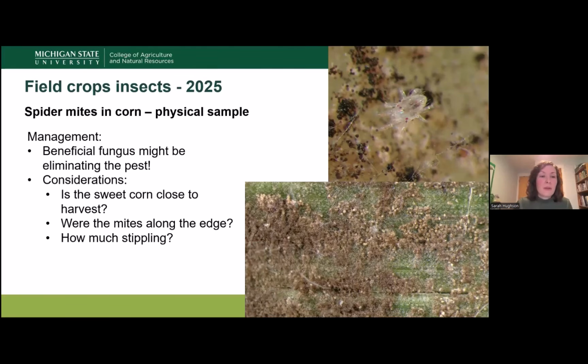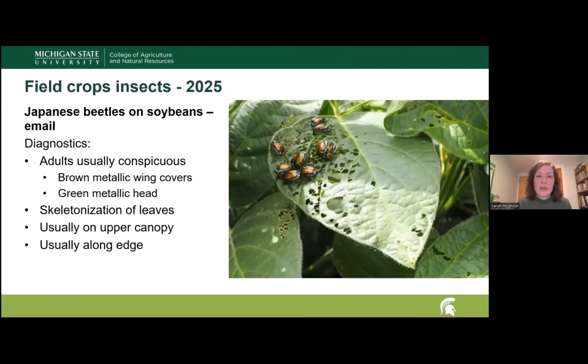And then our third insect here is going to be Japanese beetle on soybeans. I received an email from a client asking what to do about these Japanese beetles. So when we're identifying Japanese beetles, the adults are going to be pretty conspicuous.